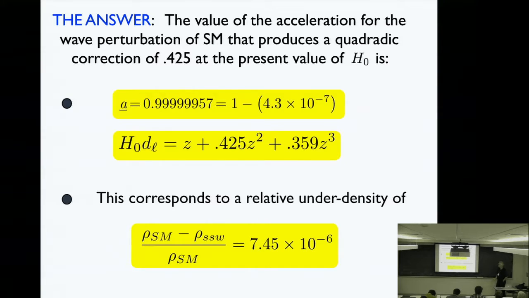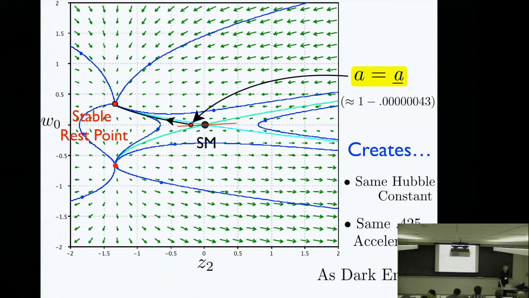This corresponds to a relative underdensity on the order of 10 to the negative 6. So a small underdensity creates a big change in the solution. The standard model is unstable. You're never going to measure it any more than you can measure a pendulum sitting on end. So here's another picture. Here's the A equals V bar, the underdensity.